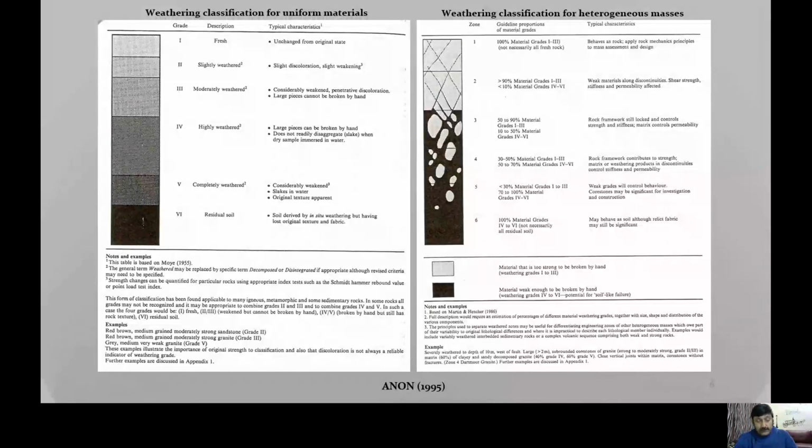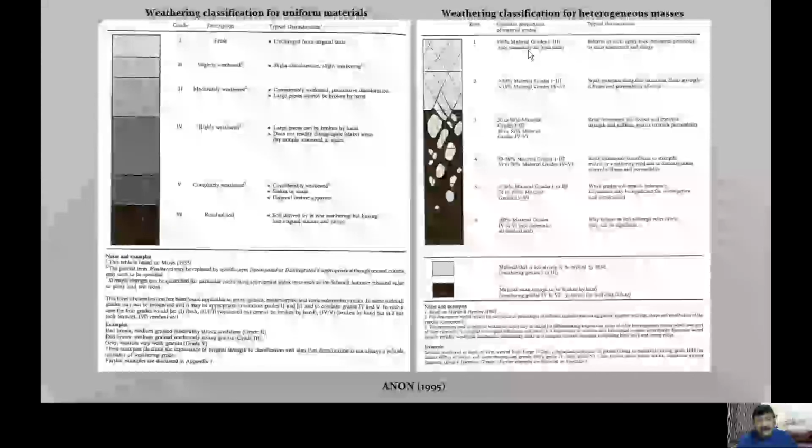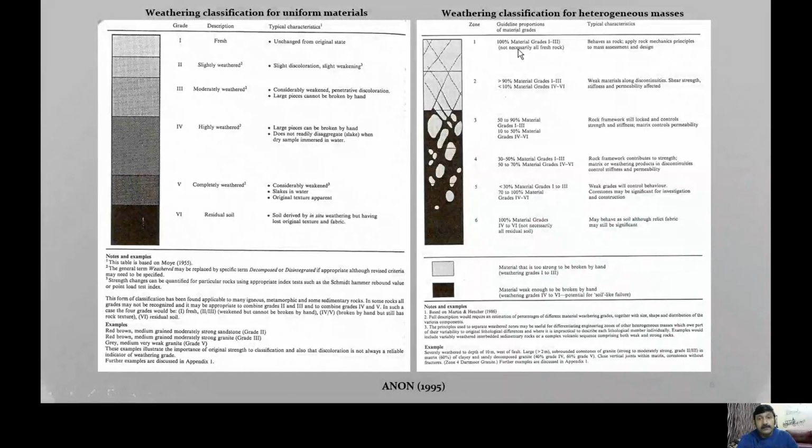When we talk about weathered rock mass, we call them weathered zones. So instead of grade, we call it weathering zone here. So it is also from zone 1 to zone 6. But the difference is, unless we characterize the weathering grades of the materials, we are unable to characterize the weathering zones of the rock masses. As you can see here, when it is a weathering zone, it is 100% materials which are grading from 1 to 3. So the first and foremost thing for a practitioner is to identify or categorize the weathering grades of the concerned materials.